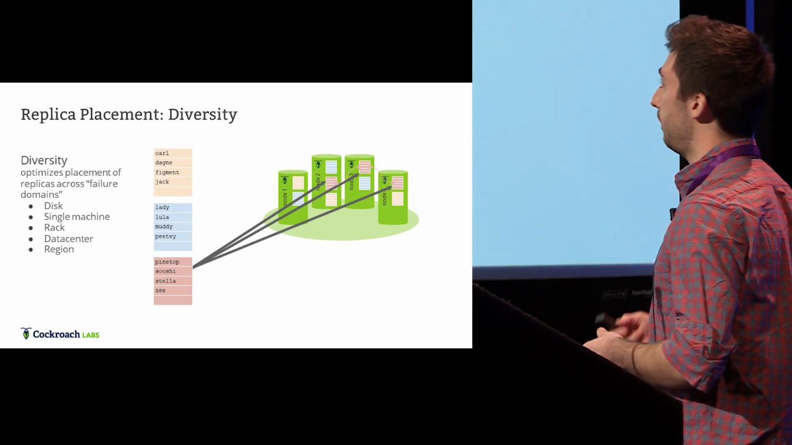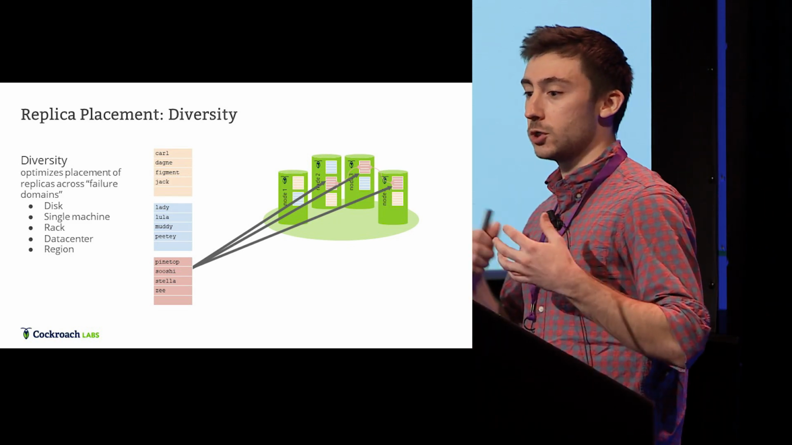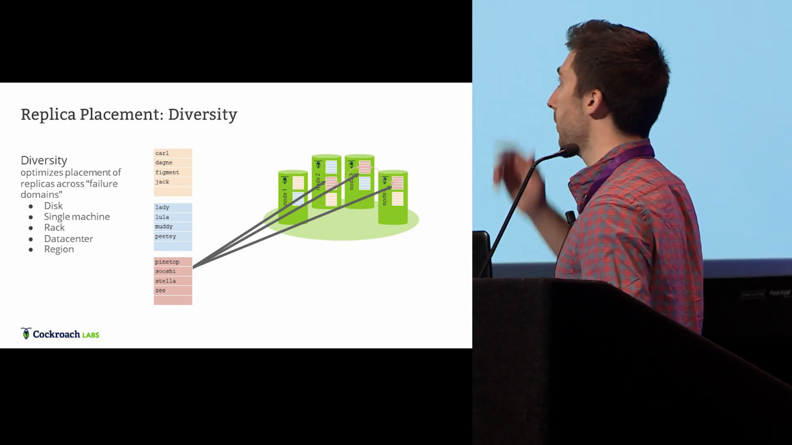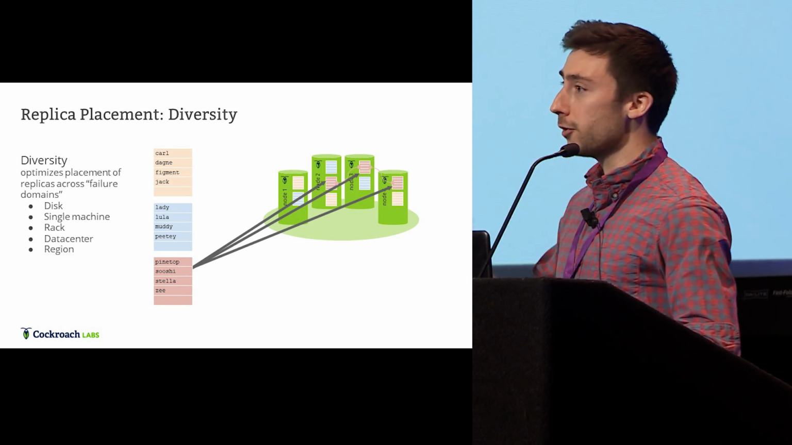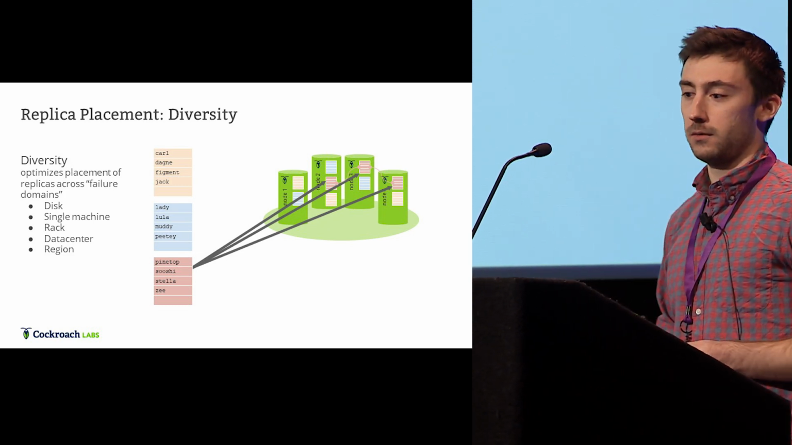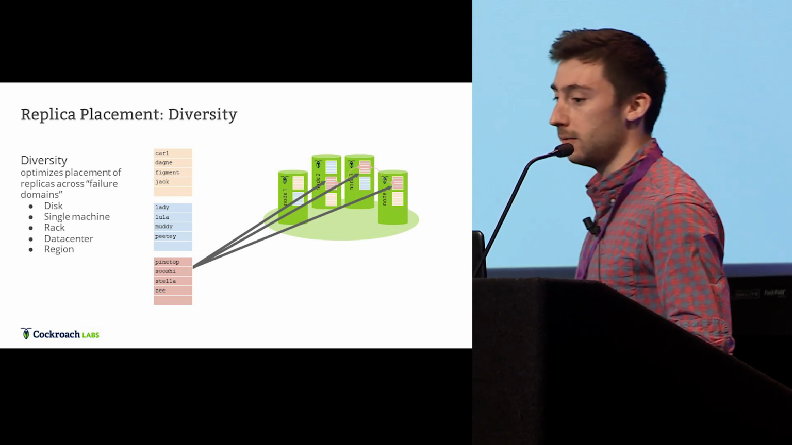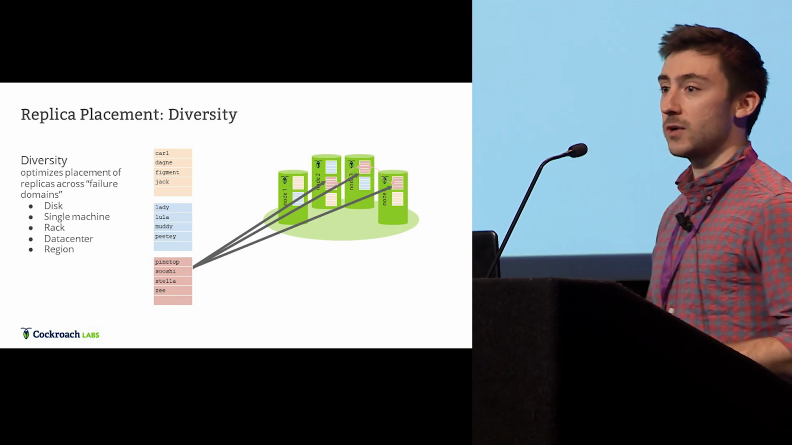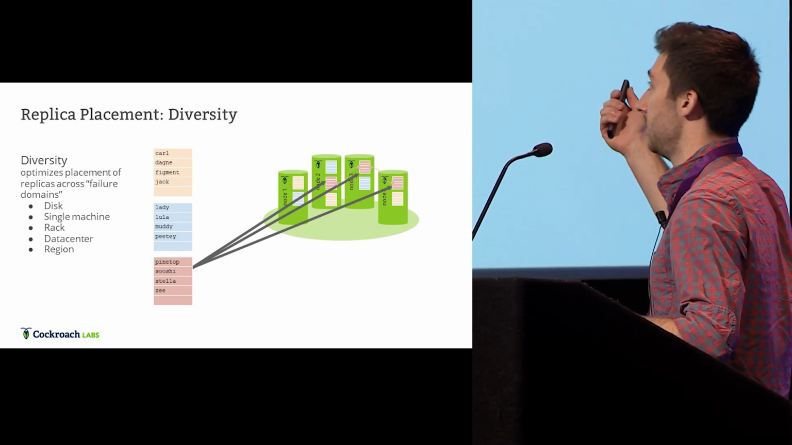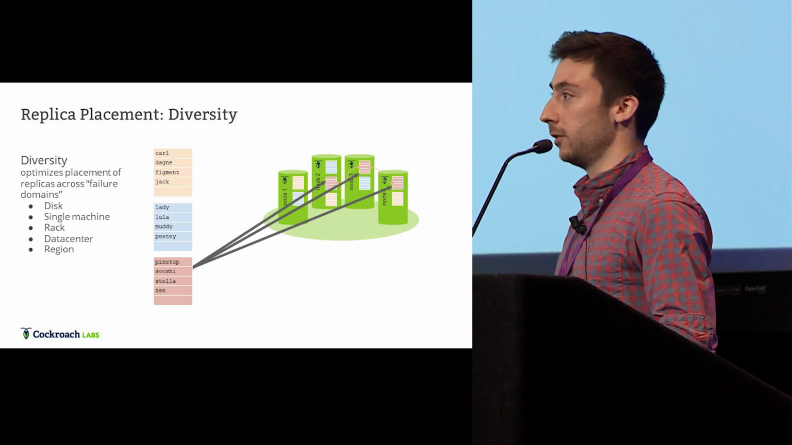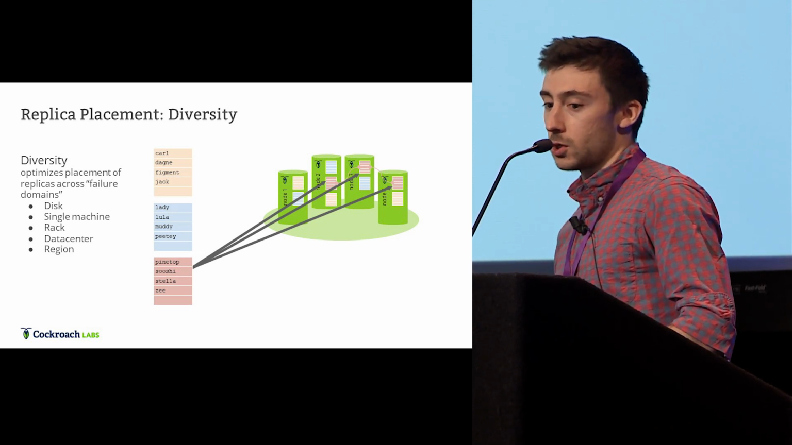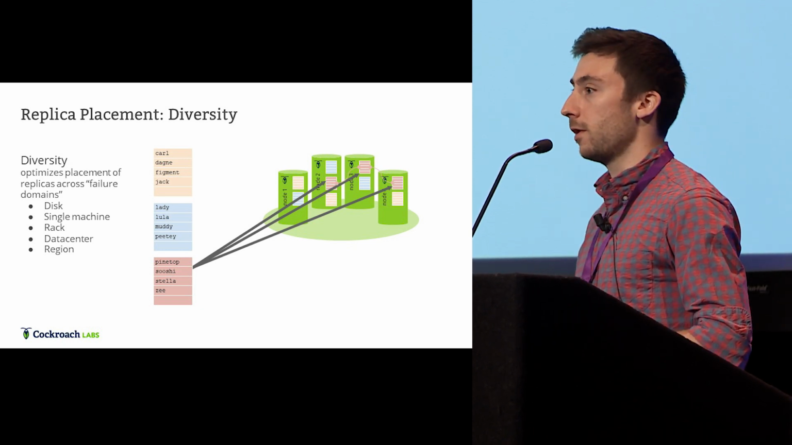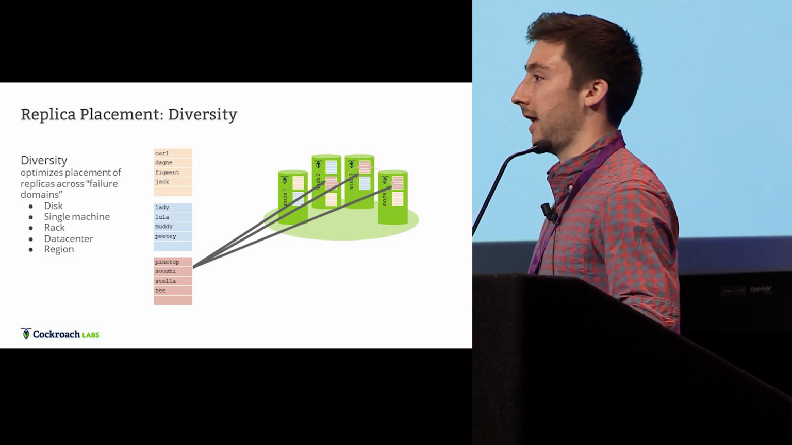So let's start with diversity-based placement. For a distributed system, diversity improves availability when replicas are spread across failure domains. Failure domains are any unit of failure, such as a disk, a single machine, a rack, a data center, or even a region. For obvious reasons, we wouldn't want to store the same piece of data on the same disk, because if that disk went down, we'd lose both copies. So CockroachDB attempts to spread replicas across as many failure domains as possible while adhering to admin preferences for where that data can and can't be.